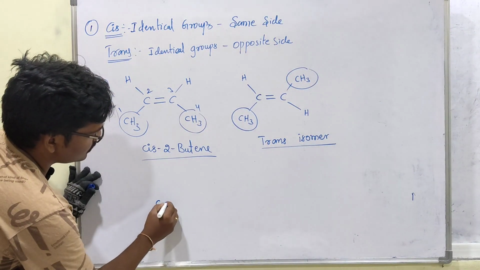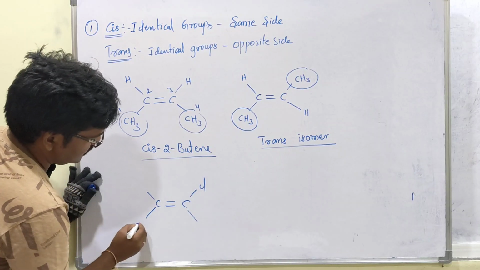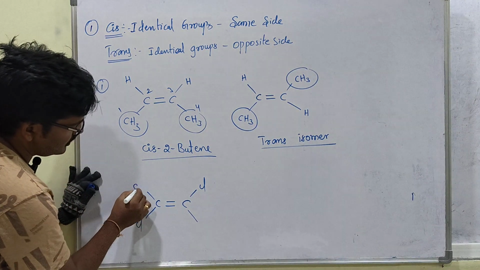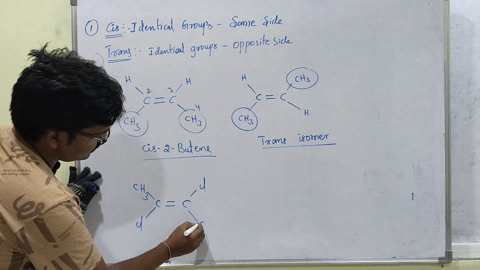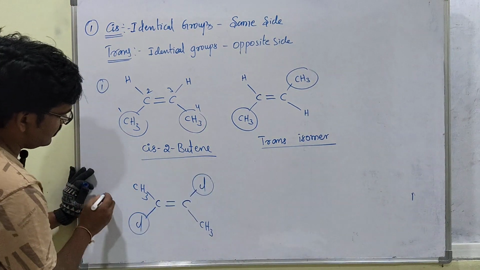Then one more, C double bond C. Then Cl in case you take, then CH3, then CH3 if you take. Identical groups, either CH3 or Cl.